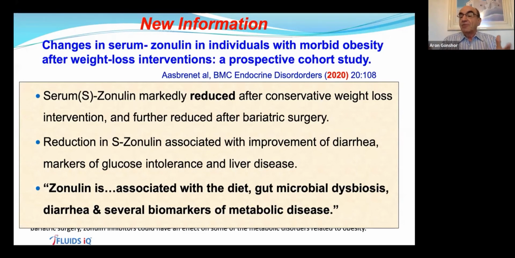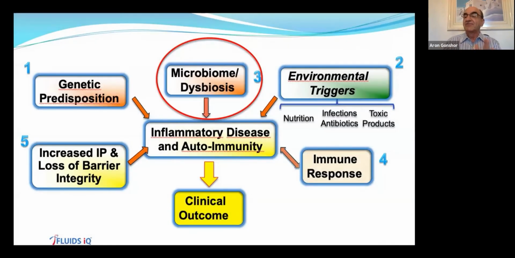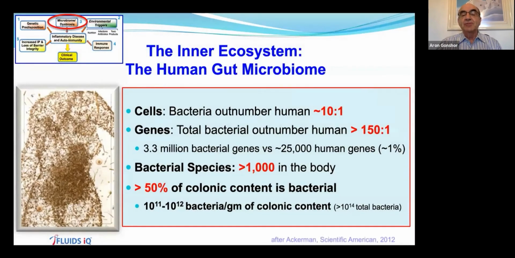So the comment made by these authors is that zonulin is associated with, big surprise, diet, gut microbial dysbiosis, diarrhea, and several other biomarkers of metabolic disease. So what we're looking at is a very important aspect of this. Let me jump to the microbiome and dysbiosis.